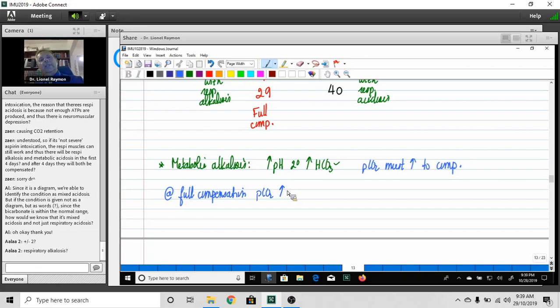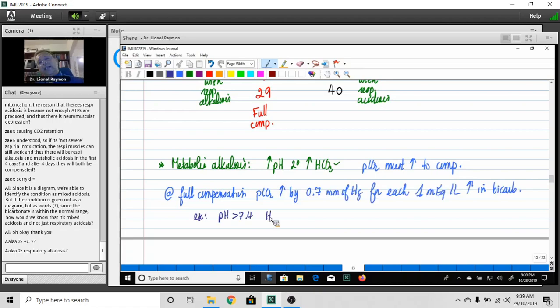So let's try an example. If I give an example here and I tell you I have an alkalosis because my bicarb is not at 24, my bicarb is at 34 milliequivalent per liter. In other words, plus 10 from the normal 24, 10 milliequivalent excess.